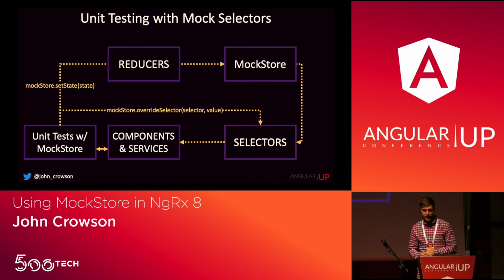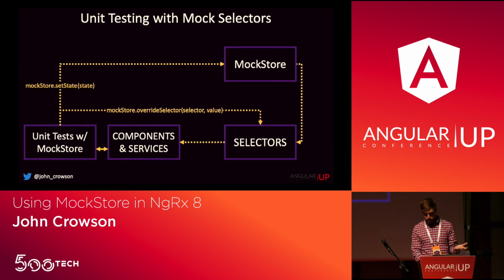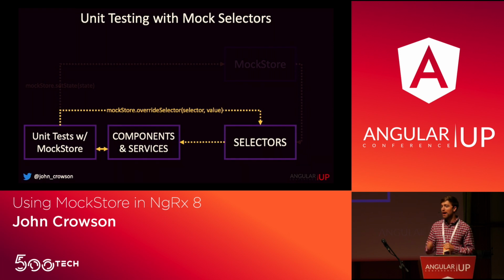So let's look back at our diagram. Once again, the effects module is gone. No more real reducers. And also the MockStore is now optional. We can still set the state, but we're able to completely short circuit and give us a completely isolated test, now using the MockStore's overrideSelector method.